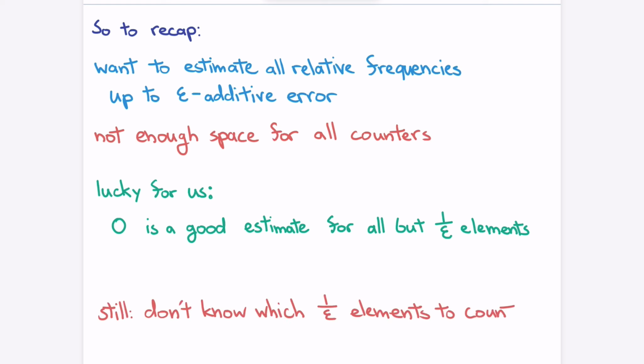Okay, so good. Of course, the problem is you don't know which elements to count. If you knew which elements to count, you would just reserve a counter for each of the heavy hitters, count those, and then just ignore everything else and output 0. That would fit and take 1 over epsilon space, 1 over epsilon counters. So the real predicament is how do I estimate things without knowing what I want to estimate?